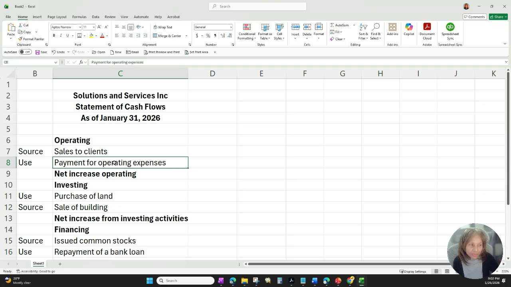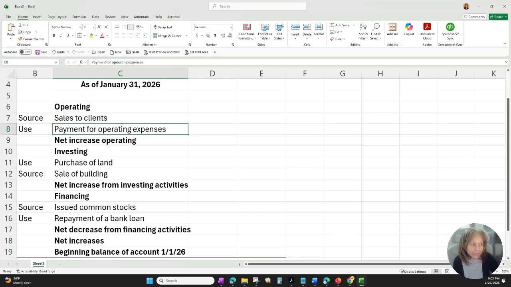For instance, if a restaurant receives cash from customers for meals, that's operating cash inflow. If it pays cash to employees or suppliers, that's operating cash outflow. In this case, this is a service-based business. We're providing services to clients. Money came in and money went out.